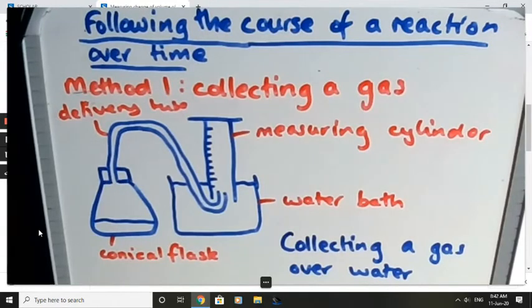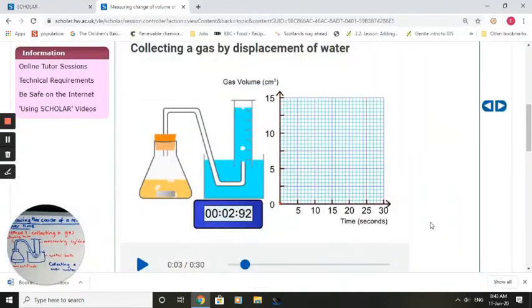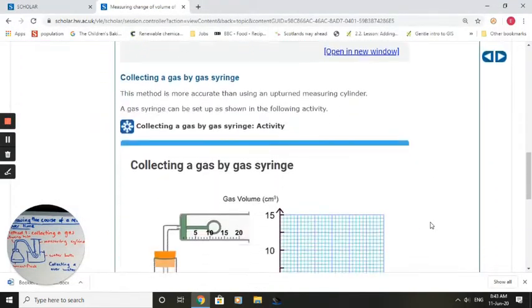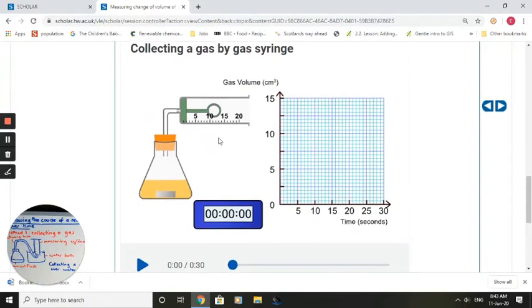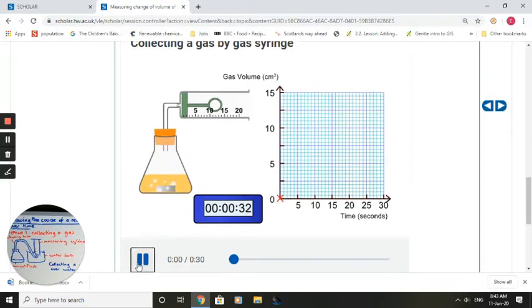Okay, so make sure you've got the title and this diagram and the labels and everything copied in. And we'll then look at the next one. So the next method for collecting a gas is collecting a gas by gas syringe. So gas syringes are good, but they are a little bit more of an expensive piece of equipment. So as we release the gas, the plunger for the syringe will just move backwards according to the volume of gas that's been produced. So that's quite a nice method.